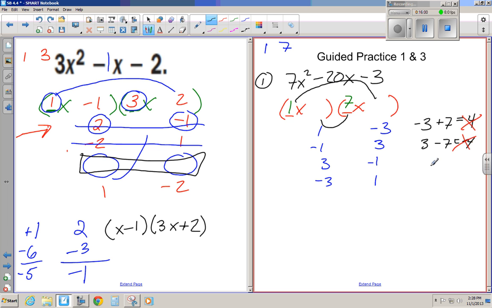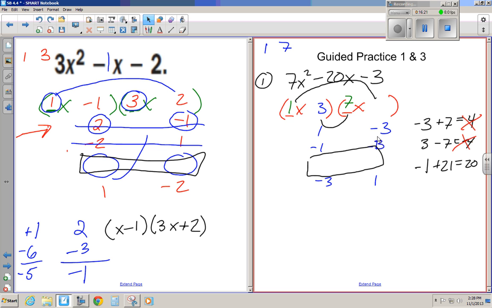1 times negative 1 is negative 1. 7 times 3 is positive 21. And you get 20. So what we have now is we know this is the correct combination of numbers. You put this number 3 up top, negative 1 up top, and you now have your factored form. X plus 3, 7x minus 1. And that's it.